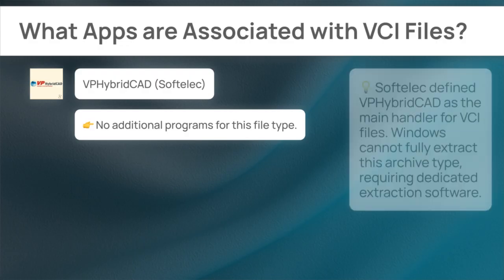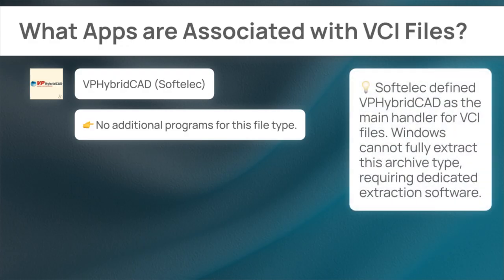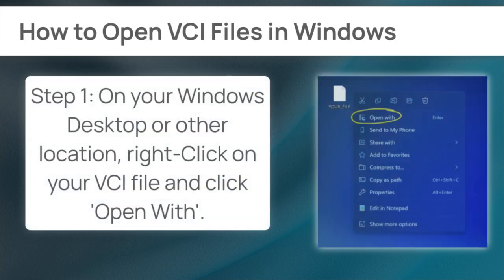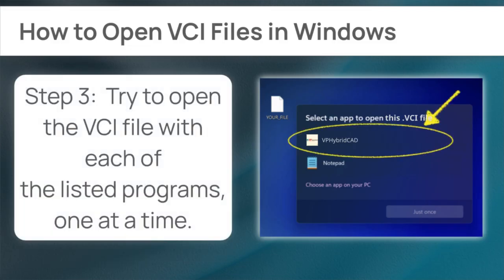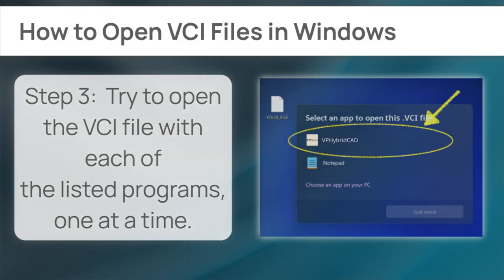Windows cannot fully extract this archive type, requiring dedicated extraction software. Windows provides only partial visibility, so full exploration requires a compatible 3D modeling program. To ensure success, right-click the VCI file and select Open With. Run the file through VPHybridCAD if it is installed. If it's not present, choose another application. Sometimes older programs work best.